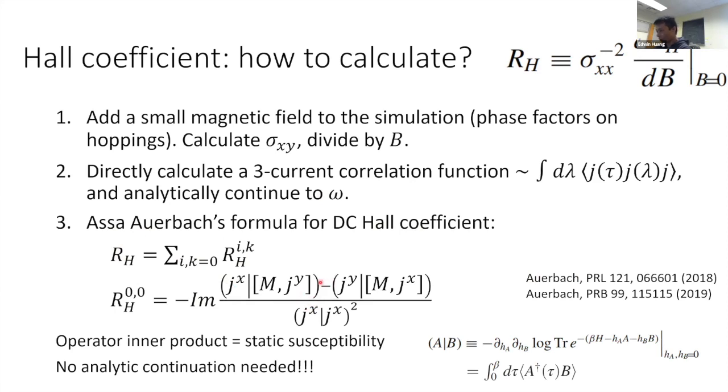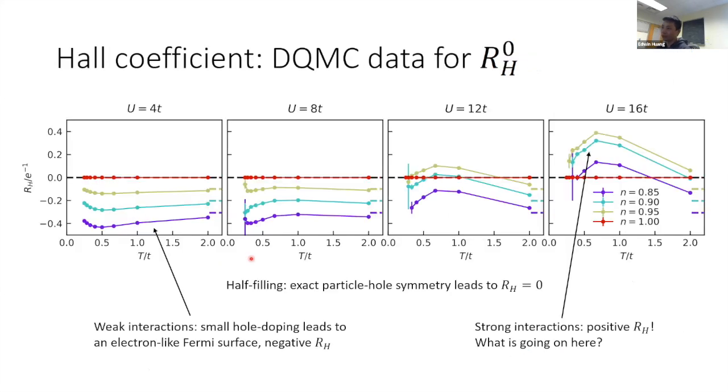And these are operator inner products, which are simply thermodynamic susceptibilities. So no analytic continuation is needed to apply this formula, and it's quite amazing because this is a formula for a quantity on the left-hand side that is the ratio of two dissipative response functions, whereas on the right-hand side you have simply a sum of susceptibilities in some particular ratio. Here, this M is the magnetization operator, and J are the current operators as before. So we simply need to evaluate these thermodynamic susceptibilities in order to calculate these coefficients.